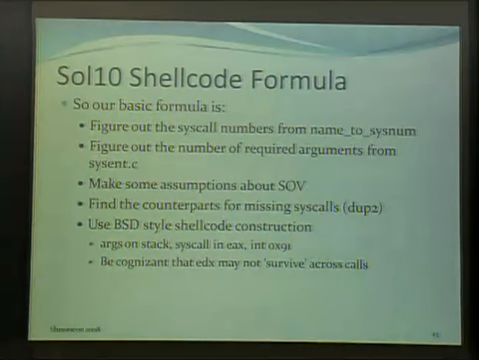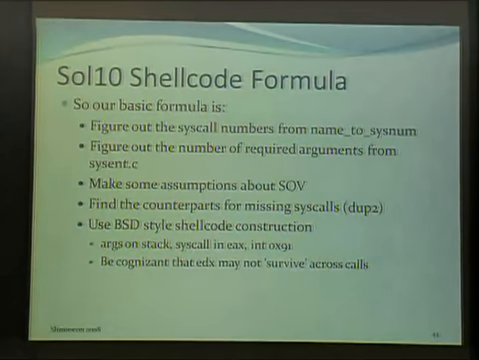All right, so the basic formula. Figure out the syscall numbers from the name to system file. Figure out the number of required arguments from sysent.c. Make some assumptions about SOV, maybe, if you want to play by the rules. If you just want working shellcode, you probably don't really have to worry about that. Find the counterparts for the missing syscalls, like dup2. Use BSD-style shellcode construction: args to the stack, syscall number in EAX, and do our software interrupt. And while we're doing all of that, we watch our registers and make sure that the registers we're trying to preserve across system calls are actually preserving their state.